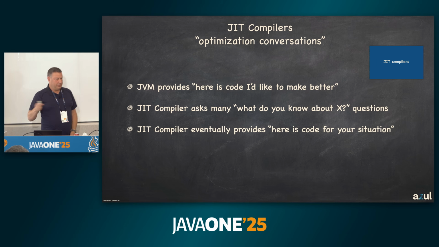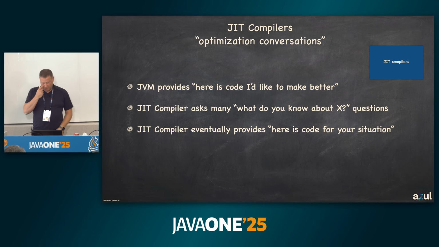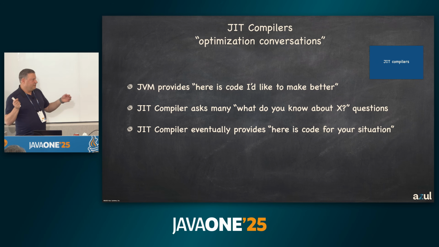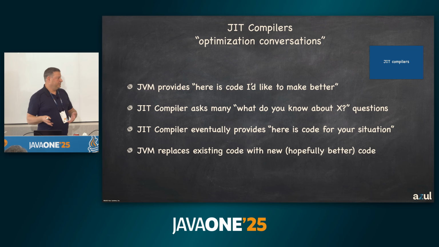And at the end of a very long conversation, it says, I think I'm done. Here's something that I think is the good solution for this problem. And you can try and run that. So at the end of this conversation, the JVM basically gets an outcome, an object file. Go put this in and run it. And it's going to replace whatever it currently uses for running that method with this thing.